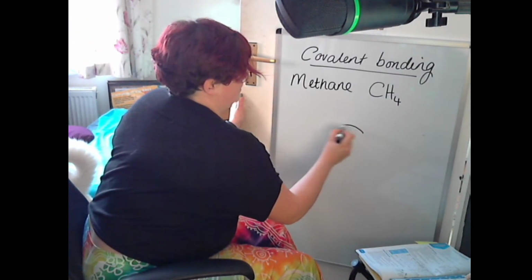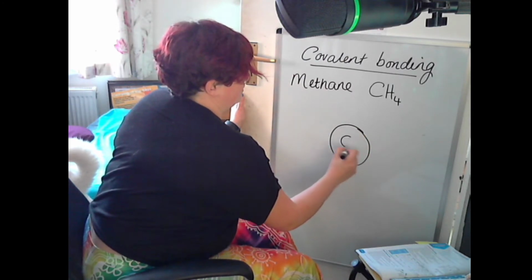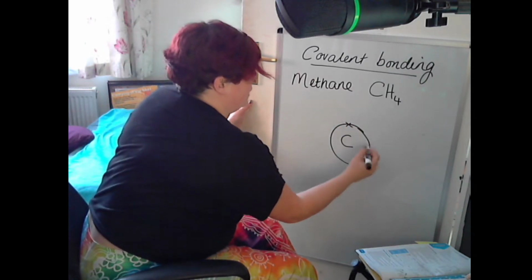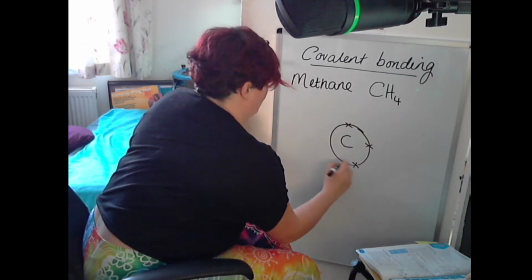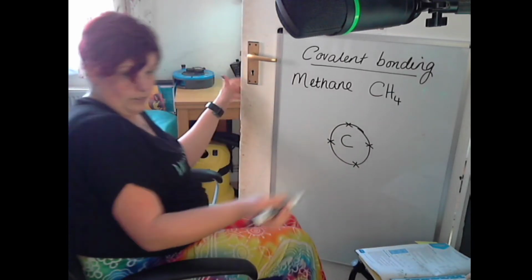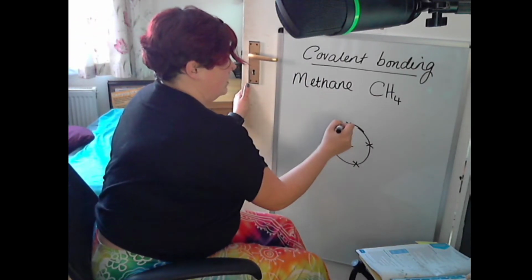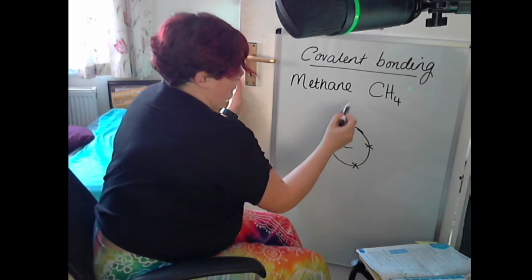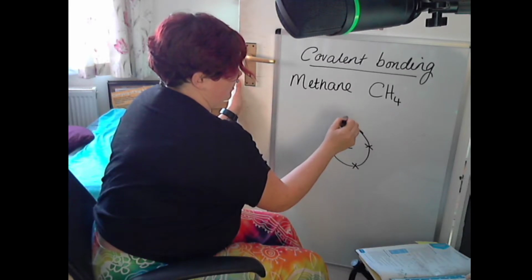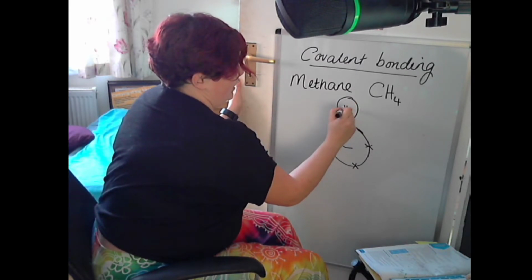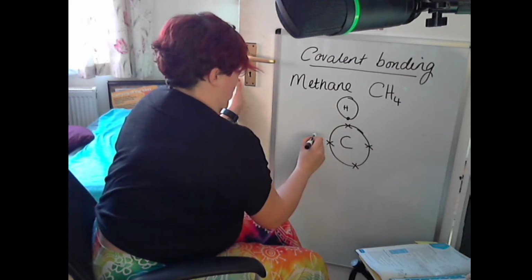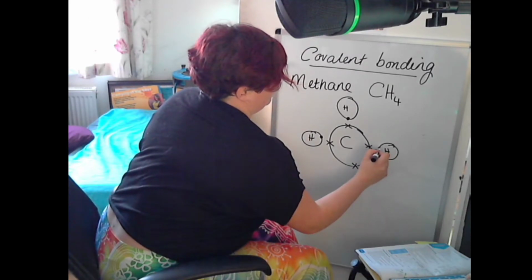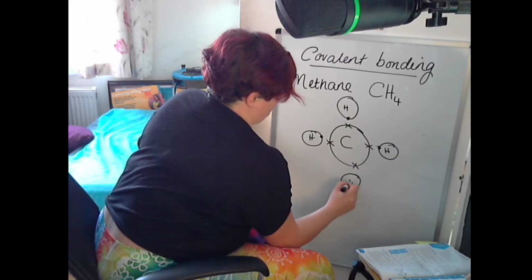Okay, so in this case, I'm going to lay it out like this just to make it a bit easier. Carbon is in group 4. It has 4 electrons in its outer shell. Hydrogen has 1 electron. So you've got 4 hydrogens: 1 here, 1 here, 1 here, and 1 down here.